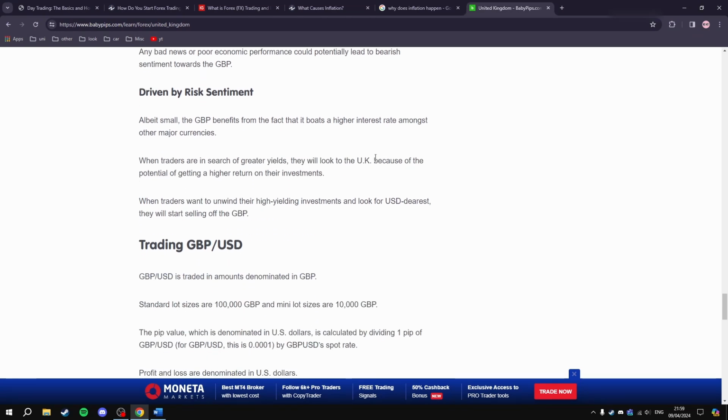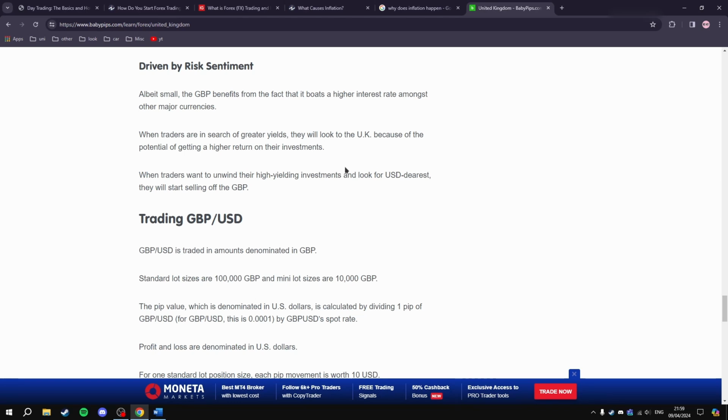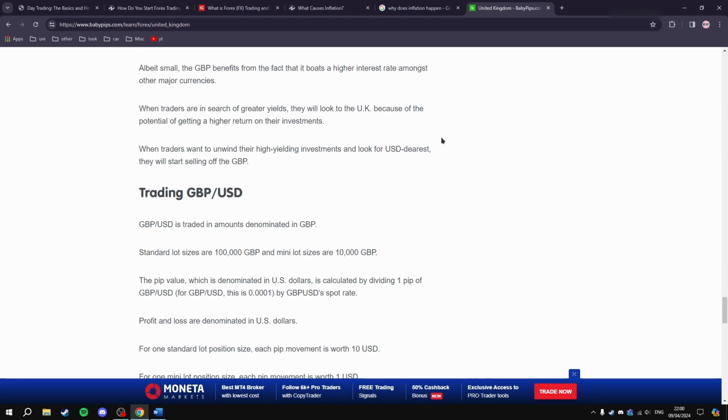Driven by risk sentiment, albeit small, the GBP benefits from the fact that it boasts higher interest rates amongst other major currencies. When traders are in search of greater yields, they will look to the UK because of the potential of getting a higher return on their investments. When traders want to unwind their high-yielding investments and look for USD, they will start selling off the GBP.